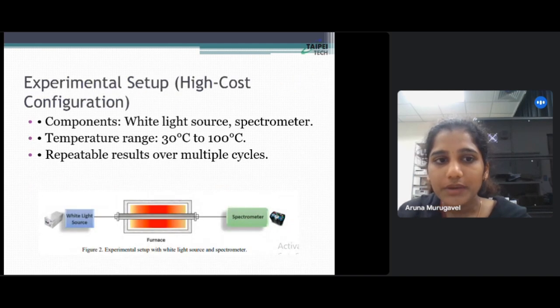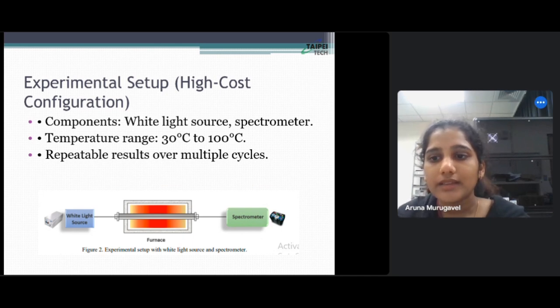Then the experimental setups. In the high-cost experimental setup, a white light source and spectrophotometers are used. While providing excellent accuracy and sensitivity, this setup is costly, which can limit its scalability for widespread deployment.